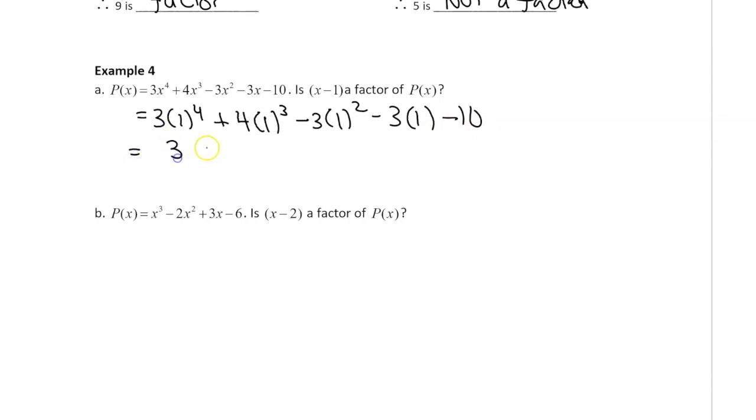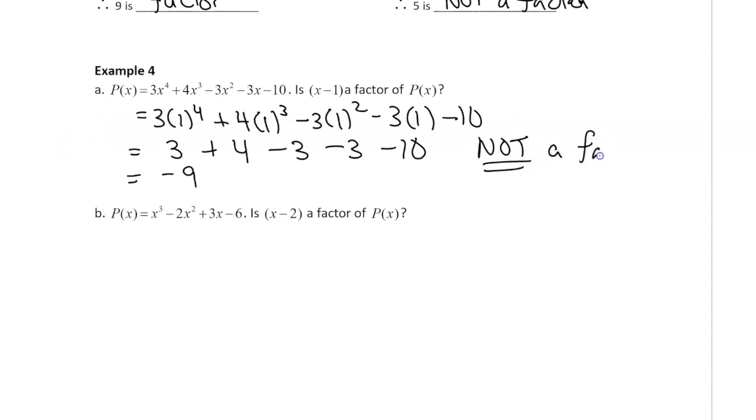So we would get 3 plus 4 minus 3 minus 3 minus 10. Okay, so let's see what we get here. We would end up with 7 minus 3, which would give us 4. 4 minus 3 would give us 1. 1 minus 10 would give us negative 9. So that is not 0. So then we can say that is not a factor.